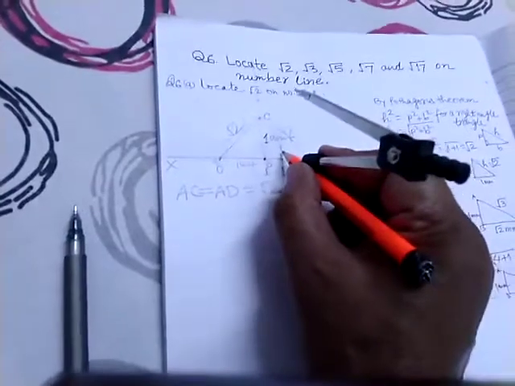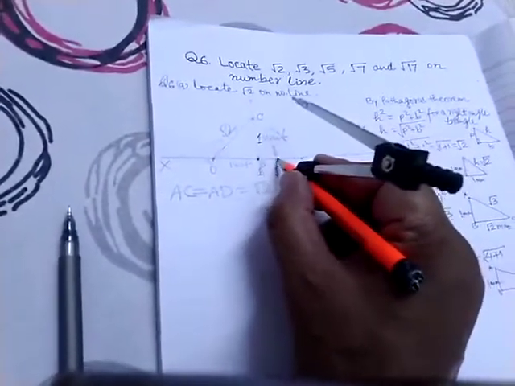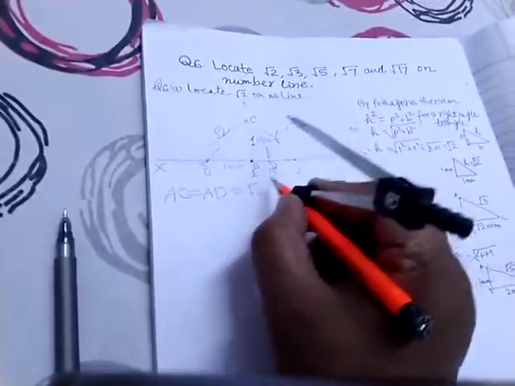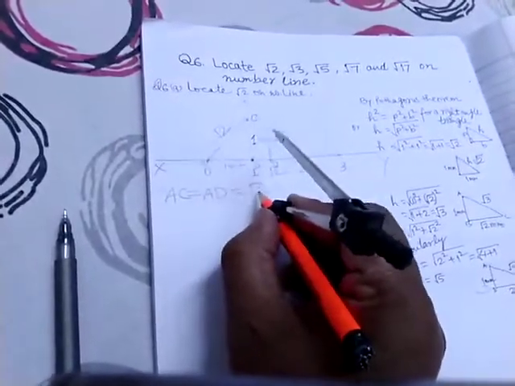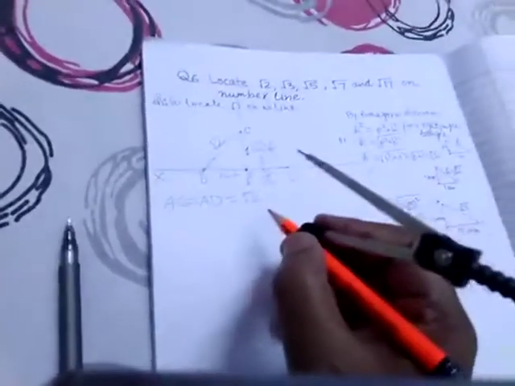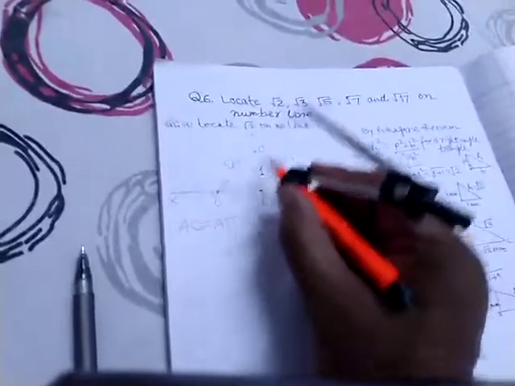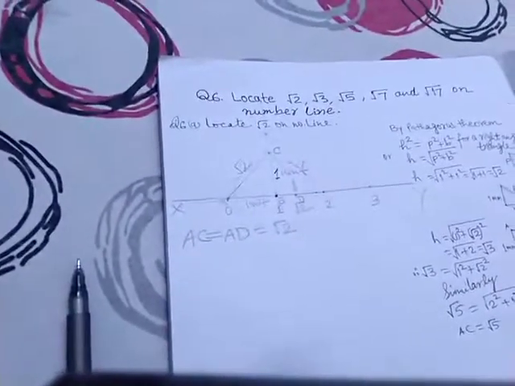This way I will show here an arrow, and so this point D is root 2. So I have written AD is equal to root 2. So this is completed, to locate root 2 on the number line. Okay.